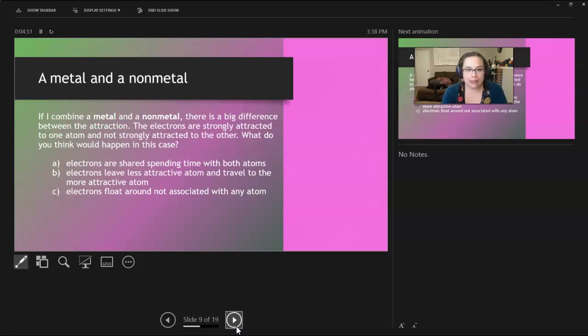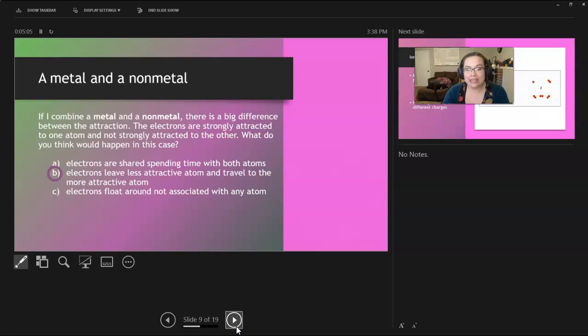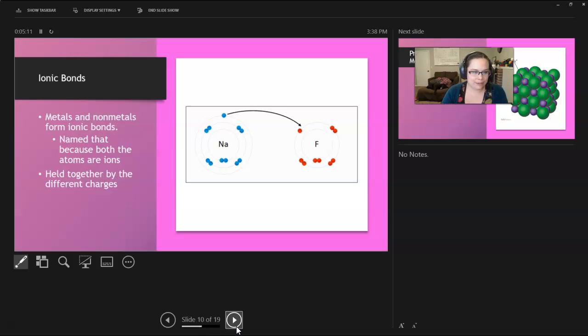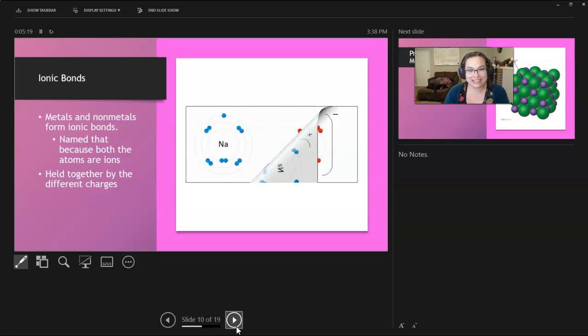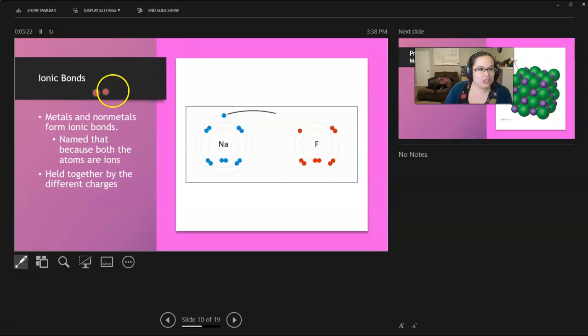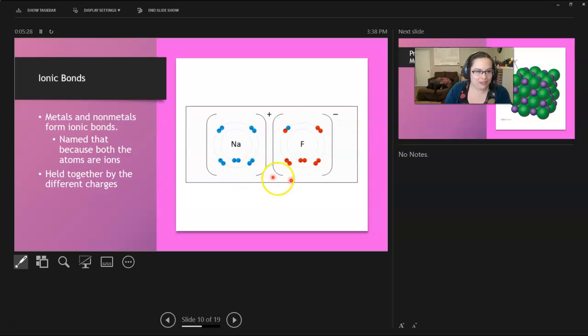If you combine a metal and a nonmetal, there is a big difference in electronegativity, so metal atoms are going to give up electrons, whereas nonmetals are very strongly going to attract them. That results in electrons leaving the less attractive atom and going to the more attractive one. Here's an example of that. The sodium gives an electron to the fluorine. As a result, the sodium is positive and the fluorine is negative, and those two charges stick together. This is called an ionic bond, and it's named an ionic bond because both of these species are ions with their charges, and that charge difference holds them together.